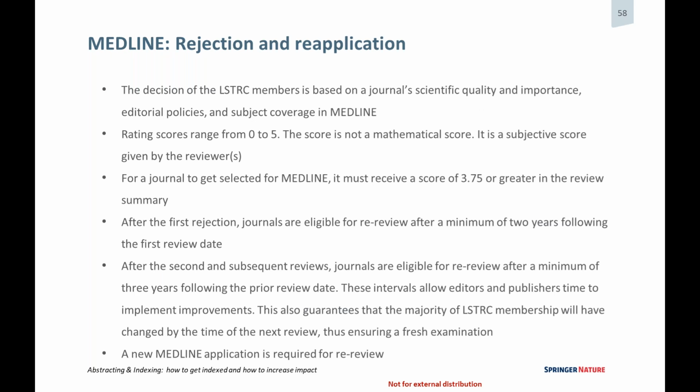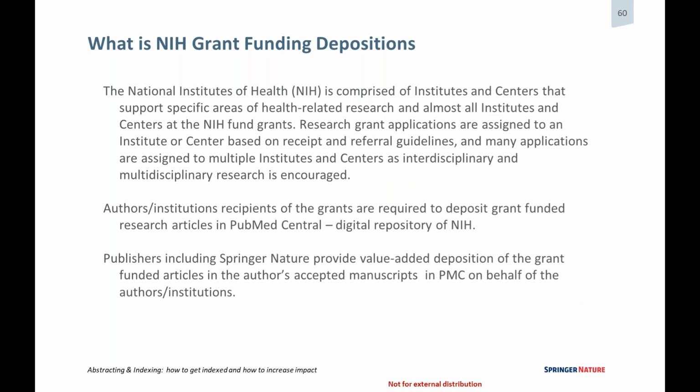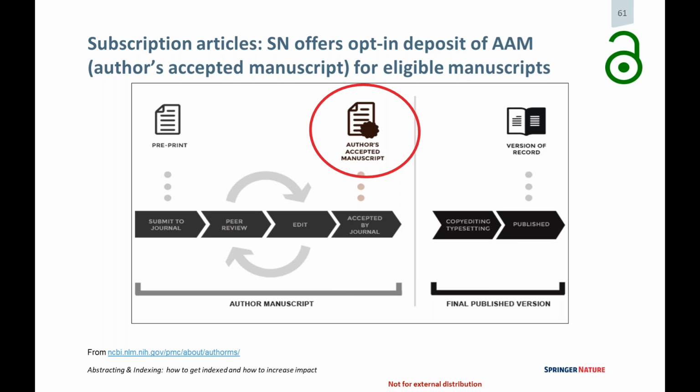There is a rejection and reapplication process, but reapplication usually doesn't take place immediately. So even if you challenge the decision of the reviewer, it will happen only at the next evaluation. Medline can also remove a journal if it is not keeping up with their expectations. So NIH funding, I already talked about it.